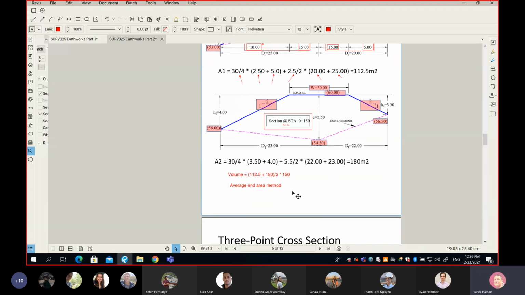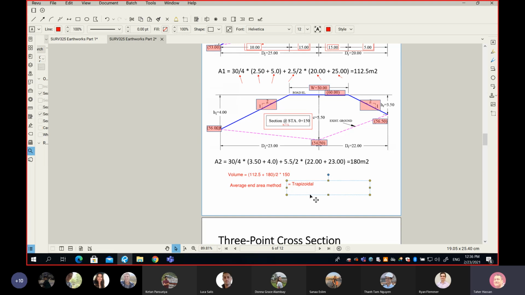So this is equal trapezoidal. Okay, so the trapezoidal is nothing more than the average end area method, but it's a fast method.